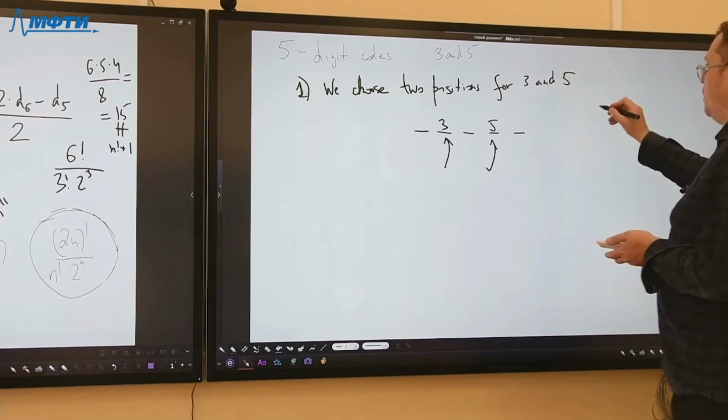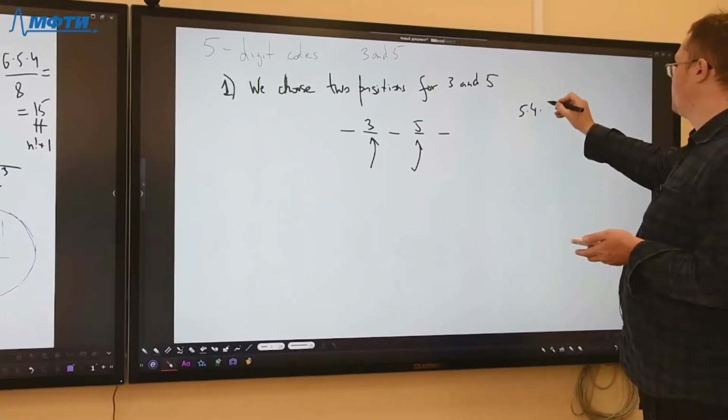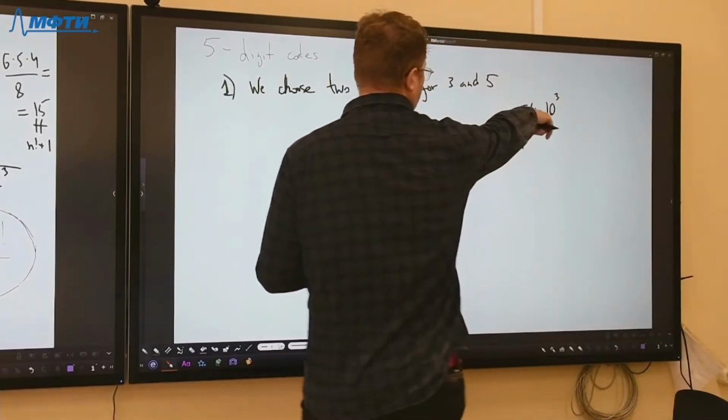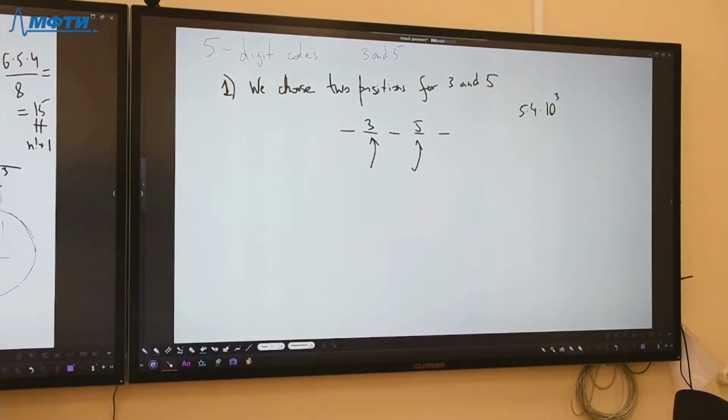5 times 4 times 10 to the power 3. So you choose the position for the 3, choose the position for the 5, and then fill the other positions with any number. Why is this incorrect?